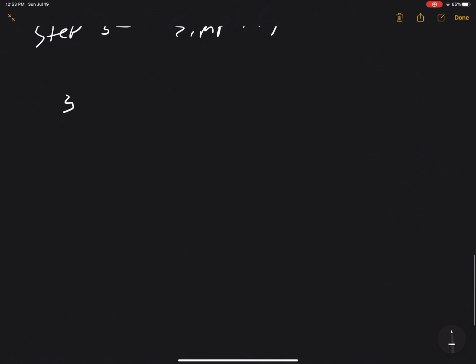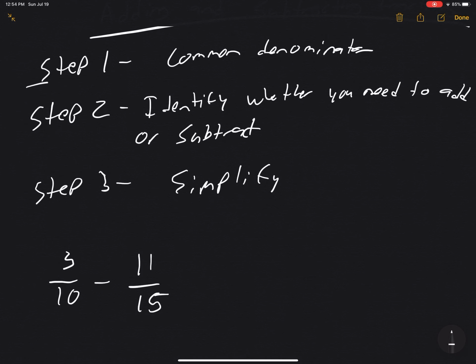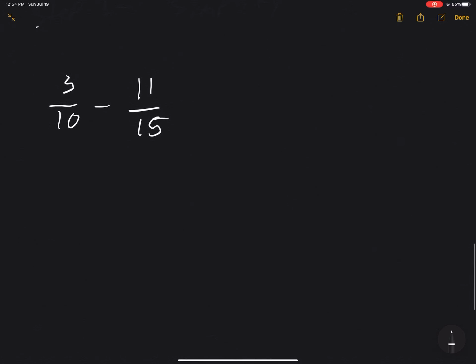Let's start with 3 over 10 minus 11 over 15. So in my first example, I have a minus, so I'm going to be subtracting. I don't have common denominators yet. Step 1 is to find a common denominator, so let's start with that. What would be my common denominator between 10 and 15? Well, I have a trick to find that. I just throw them into the division box, and it'll spit out the least common multiple. What do 10 and 15 have in common? They definitely have a 5 in common, and 10 divided by 5 is 2, 15 divided by 5 is 3.